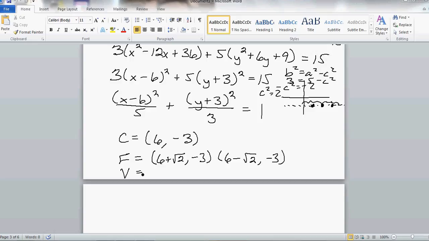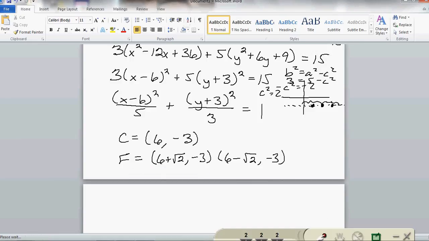So the vertices would be 6 plus root 5 and negative 3, and 6 minus root 5 and negative 3. And notice I'm just sending them just beyond the foci there. And so that is the final answer for number 6. We found the center, the foci, and the vertices. Number 7 asks us to graph the equation, or graph the ellipse.